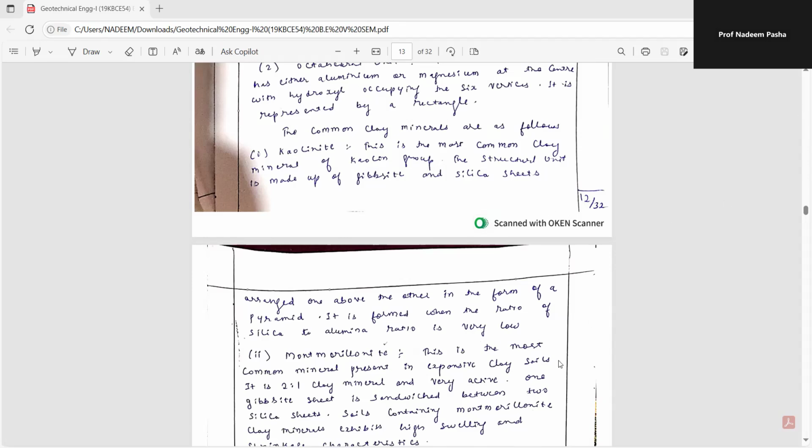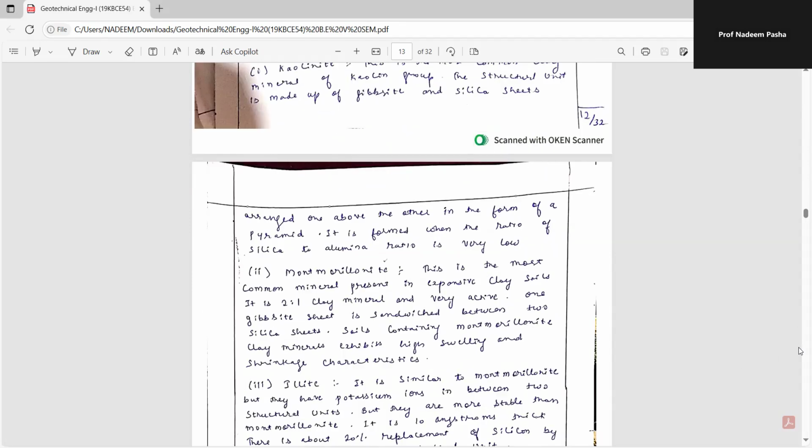Montmorillonite: this is the most common mineral present in expansive clay soil. It is a 2:1 clay mineral and very active. One gibbsite sheet is centered between two silica sheets. Soils containing montmorillonite clay minerals exhibit high swelling and shrinkage characteristics.